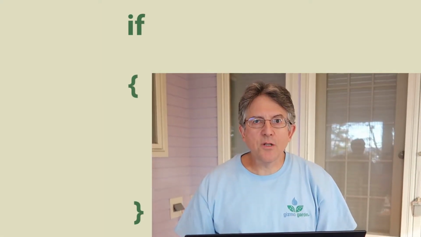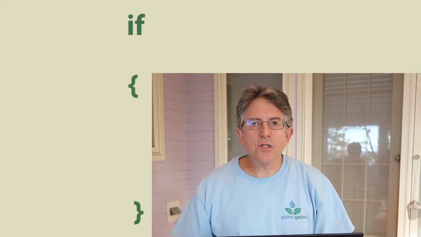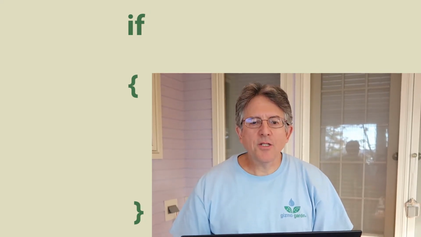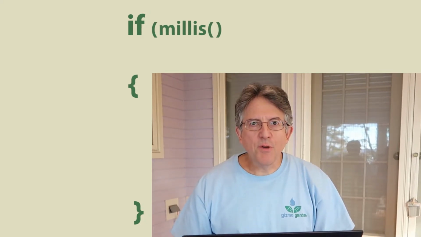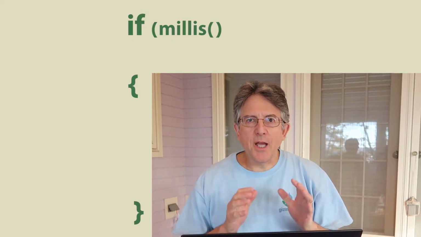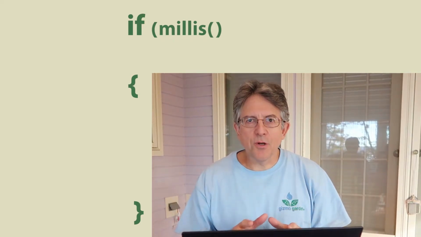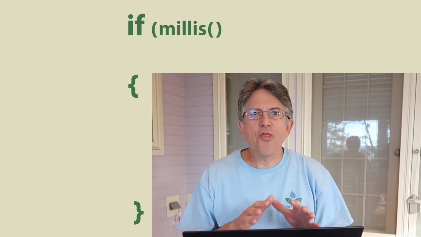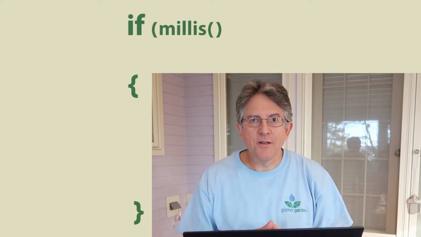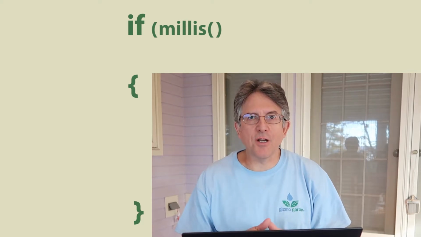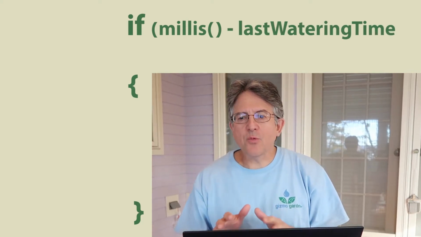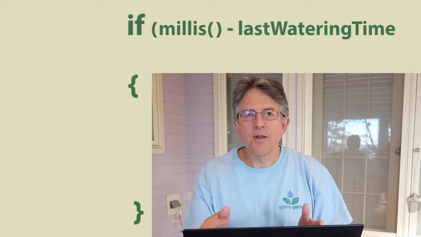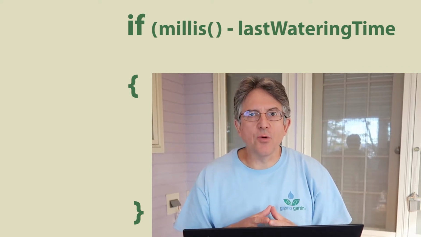Okay, here's what this looks like in code. Our stopwatch is one of those functions we keep talking about, and it's called millis. And the reason it's called that is because the actual stopwatch in this computer counts time in milliseconds, which are thousandths of a second. It's a very accurate stopwatch. The last watering time is just spelled out. It's the name of a memory location that we've defined.